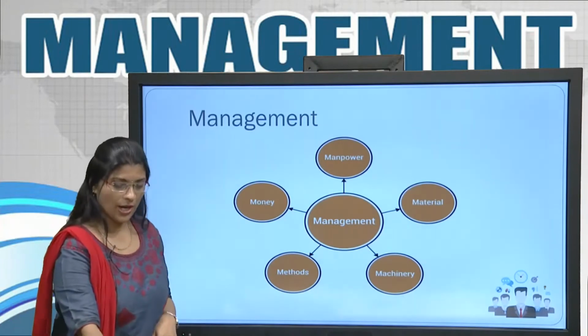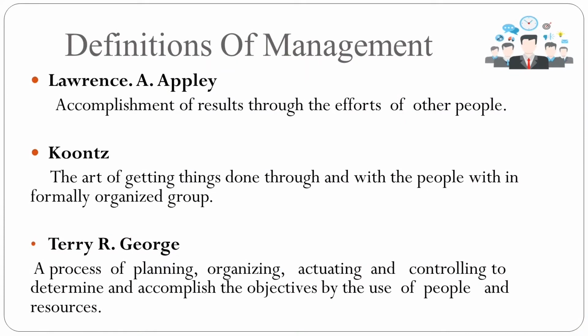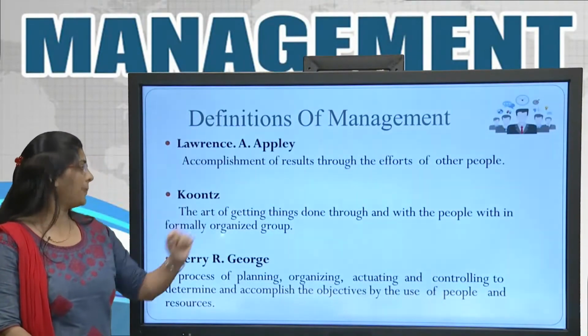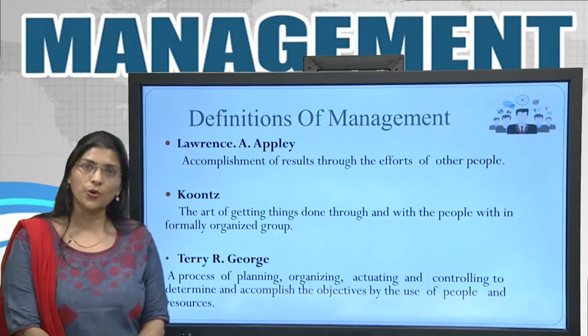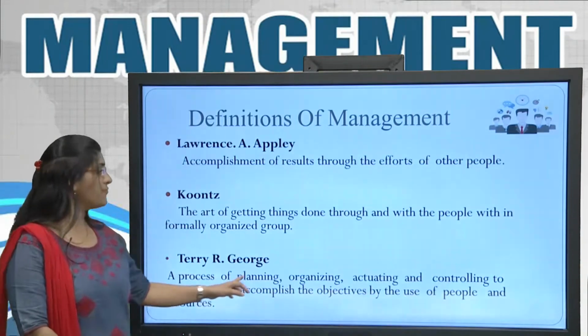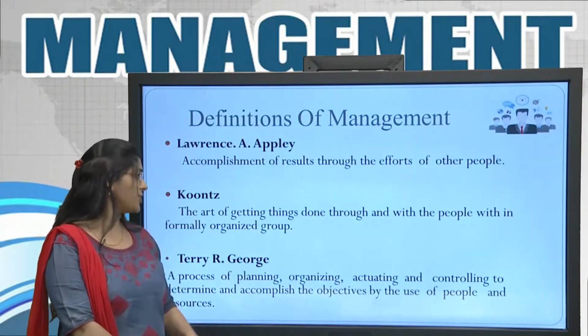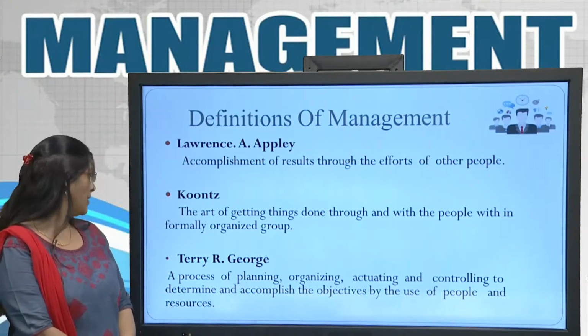Now if we learn a few definitions of management, according to Lawrence and Apley, it is accomplishment of results through the efforts of other people. Next, the definition by Koontz: management is the art of getting things done through and with the people in formally organized groups. And lastly, the definition given by Terry George: it is a process of planning, organizing, actuating and controlling to determine and accomplish the objectives by the use of people and resources.